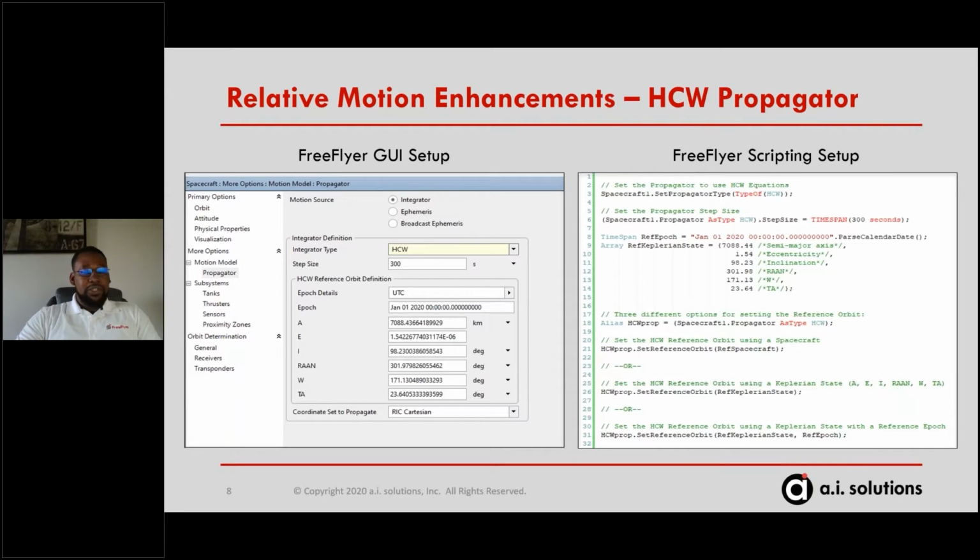So in this slide, we actually see the simple examples of our setup of this HCW Propagator. On the left side is the GUI setup that I was just alluding to in the previous slide, where you access this via the Propagator page of our spacecraft GUI, and then you will set the integrator type to be an HCW. And once that's set, you will see the step size entry as well as this HCW reference orbit definition. And this is the chance for a user to actually set their reference orbit. And again, this is an orbit that will be propagated using a two-body propagator.